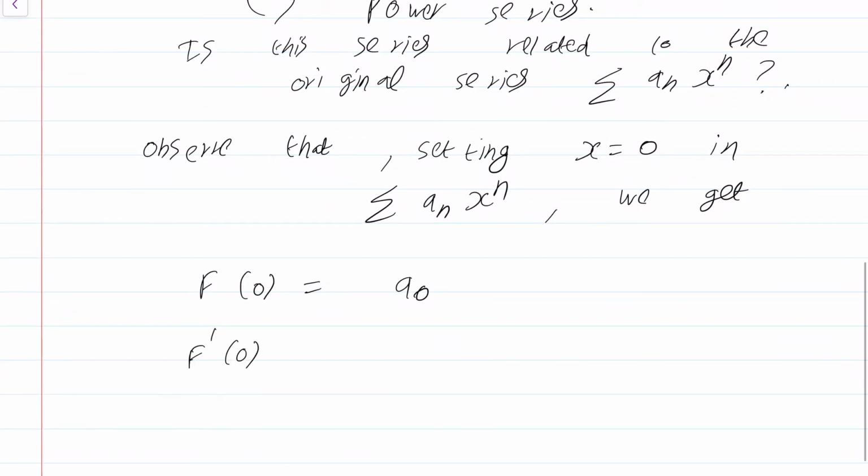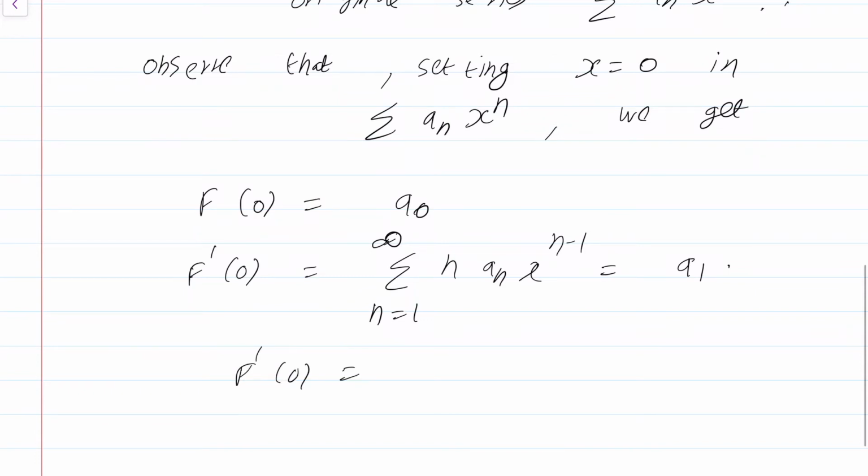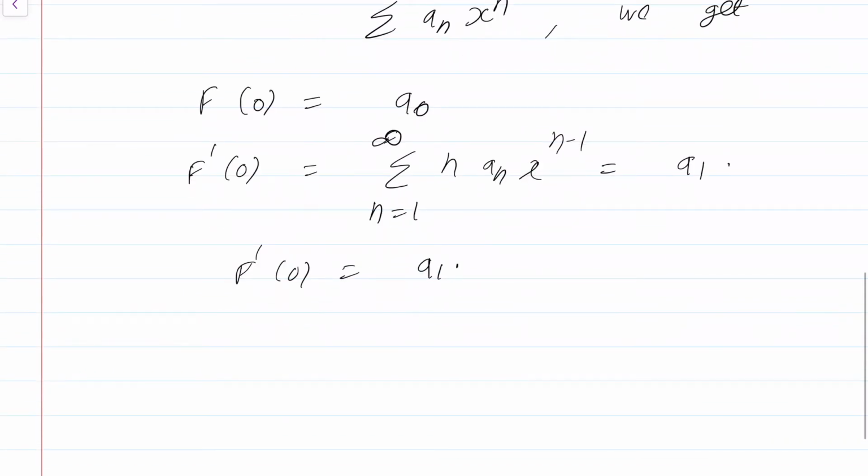What is f prime at 0? We know that the derivative is nothing but summation n a_n x^(n-1), n running from 1 to infinity. With our convention that 0 to the power 0 is equal to 1, this leaves us with a_1. So f prime of 0 is actually equal to a_1. This is a good sign because the second term in the Taylor series coincides with the second term in the power series summation a_n x^n.